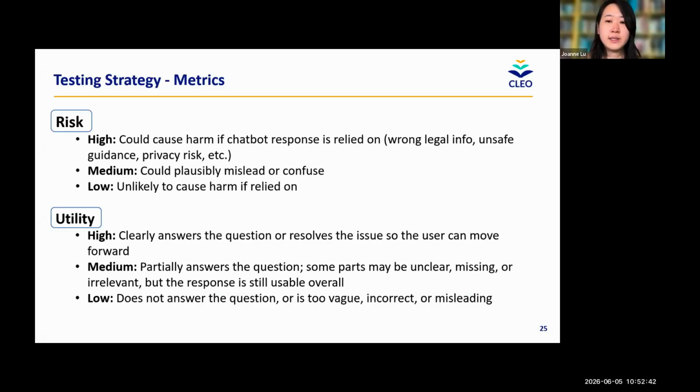In terms of high utility, this means the chatbot did its job to clearly answer the question or resolve user issues so that the user can continue forward. In terms of medium utility, this means that the chatbot partially answers questions. Some parts may be unclear, missing, or irrelevant, but overall the answer is still usable. And low utility means that the chatbot didn't answer the question, is too vague, incorrect, or misleading.